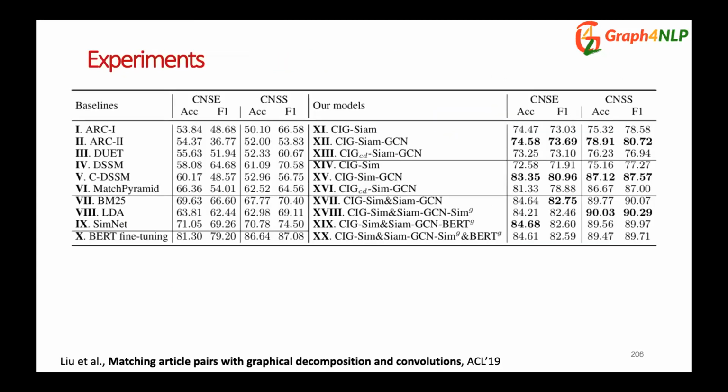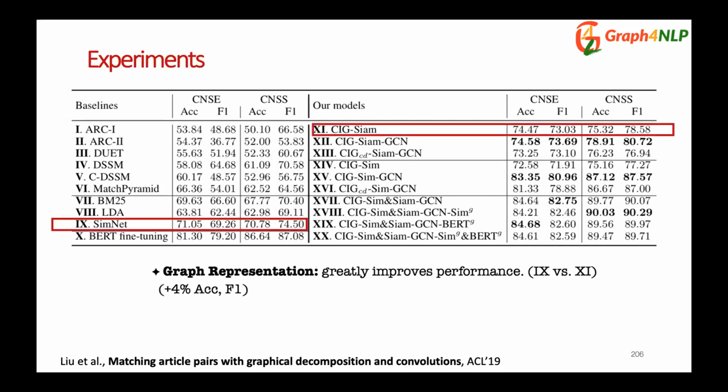This is the experimental result. We observe that, first, if you compare these two baselines, the experiments on the left are baselines, and all the results on the right are our models and model variants. If you compare these two methods, you will see that by just dividing the content by the concept interaction graph without considering the structure, we improved the accuracy and F1 score of the experiments by 4%.